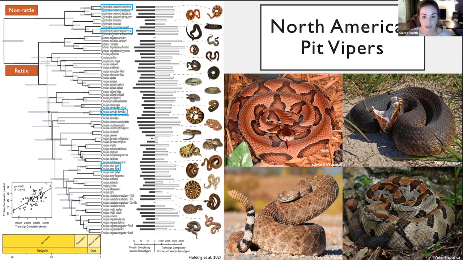These species can be distinguished based on the presence or absence of a rattle on their tail. So this is a rattle, and these two species are rattlesnakes, and they are found within this large clade of vipers in North America that have rattles. These two species do not have rattles, and so they make up this non-rattle clade up here. These two species are within the genus Agkistrodon, and these two species are within the genus Crotalus.